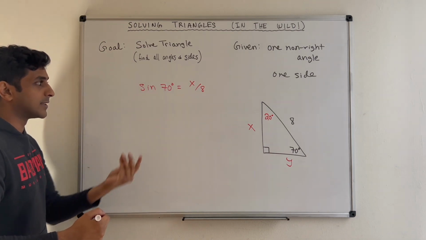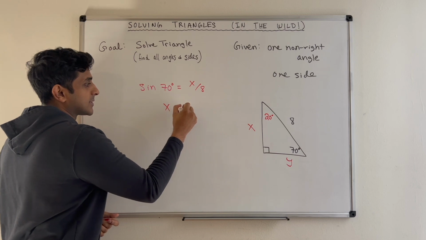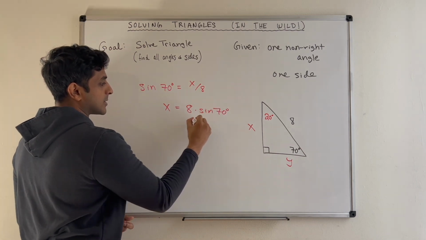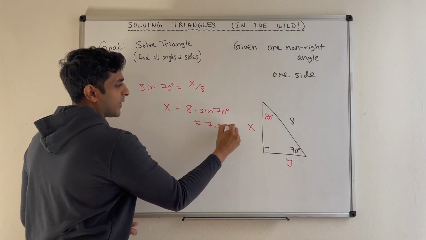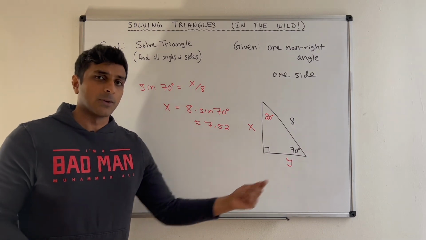Okay, so now that you have this set up, it's easy to get x. It's just solving an equation. So x is equal to 8 times sine of 70 degrees, which is about 7.52-ish, I believe. And now all we need to do is find y. Well, how can we find y?